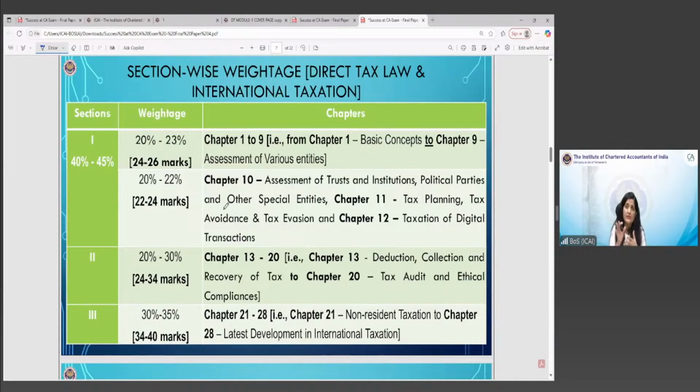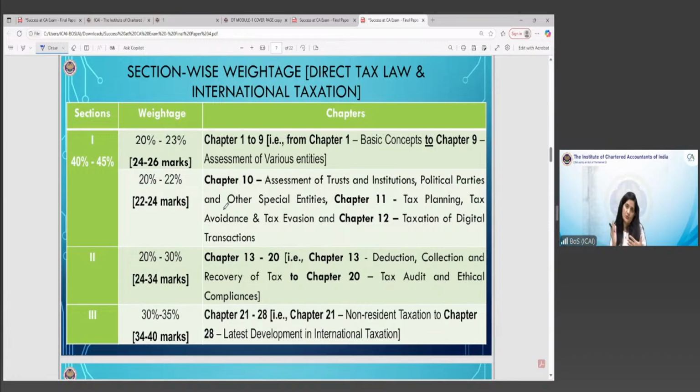So this is procedural law, and then your tax audit. Of course, tax audit and ethical compliance is in the new scheme. It is being changed in the new scheme, and it is also being included in your direct tax paper. This is one of the very, very important chapters, where one or the other question will definitely be asked from tax audit and ethical compliances. Then the two sections we have talked about, the substantive provisions and your procedural law.